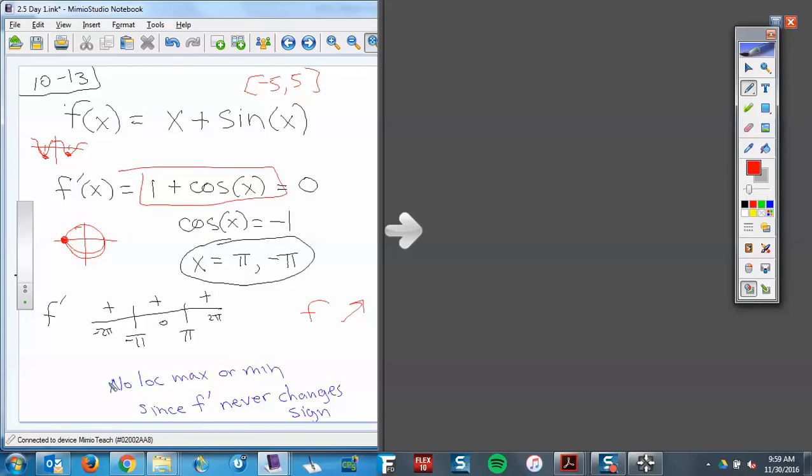Remember, if you're going to give a local max or min answer, you have to justify it. Well, if there isn't a local max or min, you've got to tell why. So you might lose points if you don't have this down. There's no local max or min. It didn't even say justify, but you better get in the habit of justifying when it's local max or min. F prime never changes sign, so there's no local max or min on f. Okay, so that answers 3 of those 4 questions.